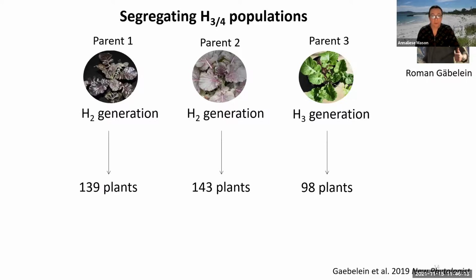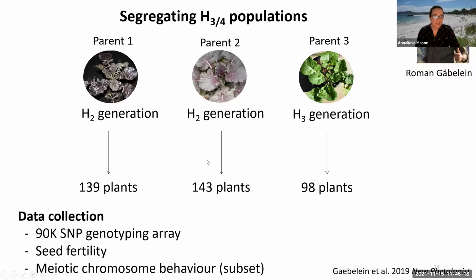So we had some very small mapping populations, a common problem with interspecific hybrid studies, and then used the 90K SNP array for Brassica, so the ABC array. Collected seed fertility data, so number of self-pollinated seeds per plant, number of seeds per raceme, silique, sorry, and then 10 siliques per raceme. And then for a subset of individuals also did meiotic chromosome behavior to see if this correlated with fertility, which it did, which is nice because seed fertility is much easier to quantitatively measure than meiotic behavior.